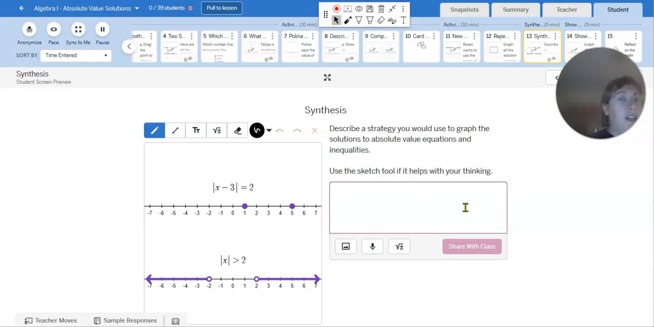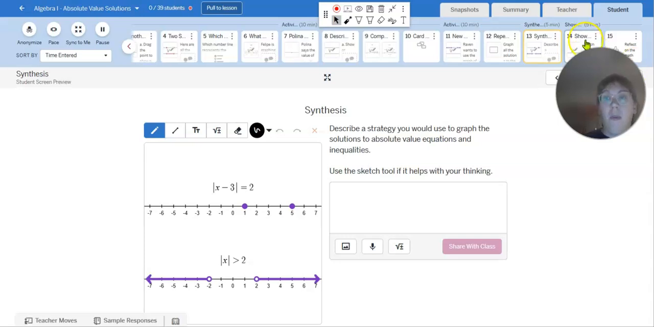Slide 13 is our synthesis slide, so you're describing a strategy that you would use to solve the absolute value equations and inequalities. You can use this practice screen on the left if you want, but I just want you to explain how we go through these values. How have we been solving these equations or inequalities? What are some important things that we've been talking about and practicing throughout this lesson? Pause the video and take some time here to explain your thinking on how we've been working through those problems.